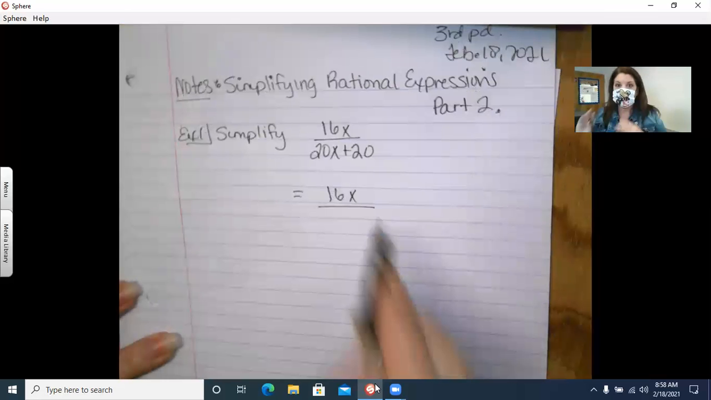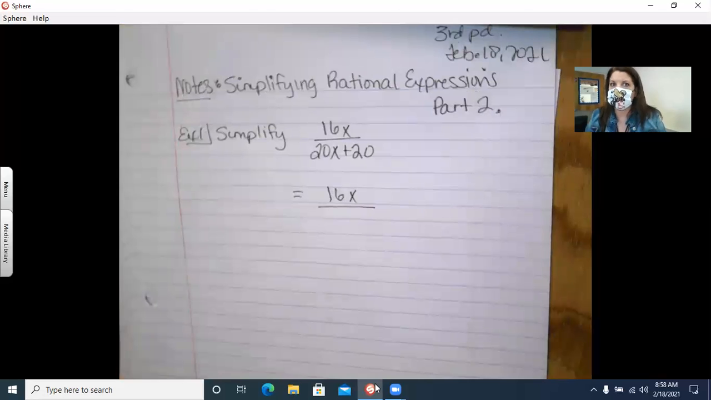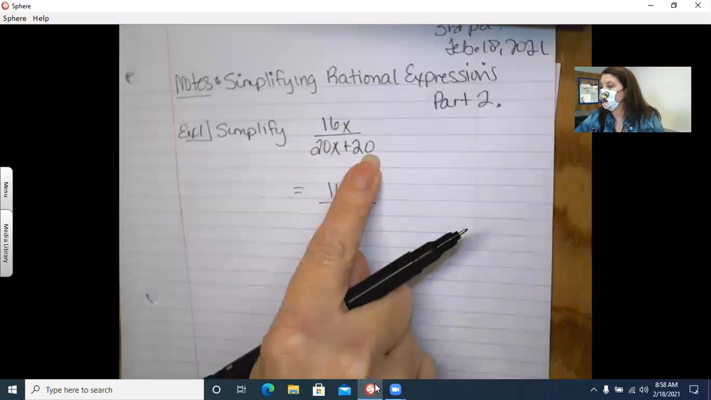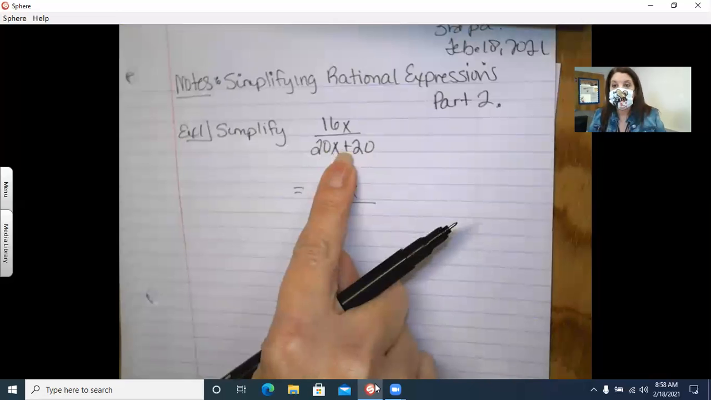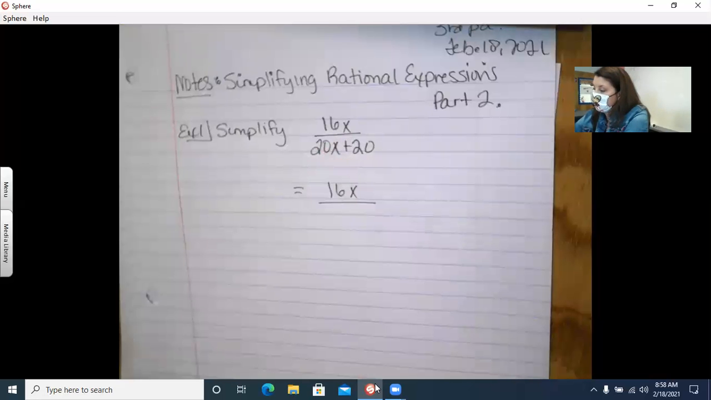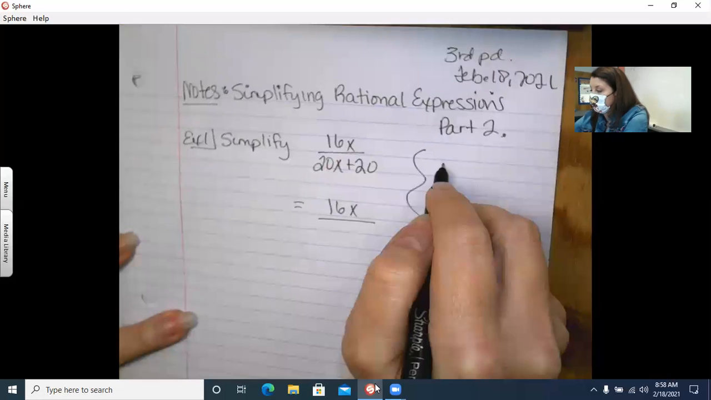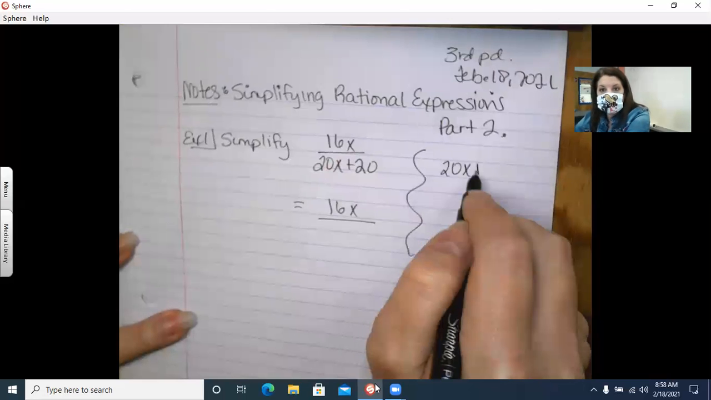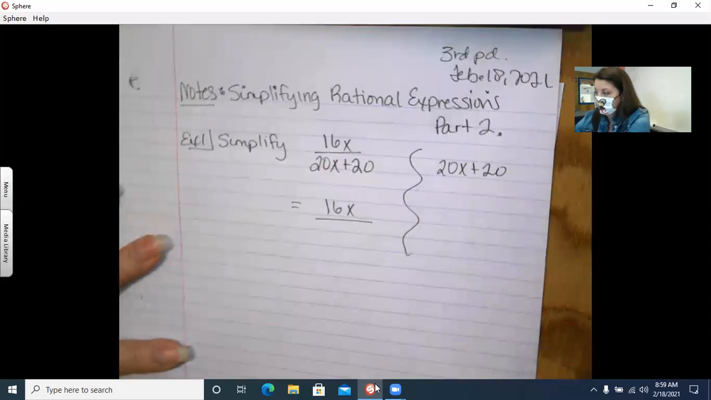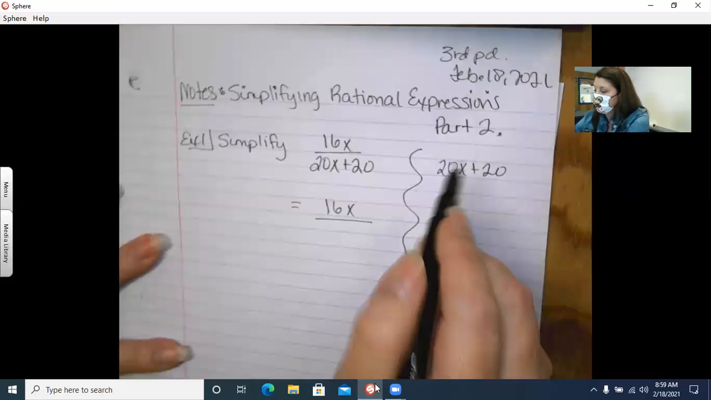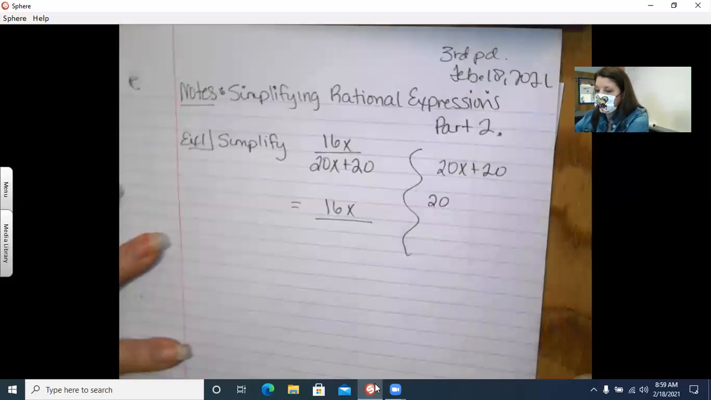Now my denominator, it's not a quadratic, right? Quadratic means your highest degree is a 2. This is a linear expression because the highest degree is 1. Remember, the degree comes from the exponent of the variable, and you look at the highest one. So this is linear. Only way we can factor a linear expression is if it has a greatest common factor. Does 20x plus 20 have a greatest common factor? Yeah, what is it? 10 is a common factor, but is it the greatest? 20. Can I take any x's out? No. So I'm going to factor out a 20.